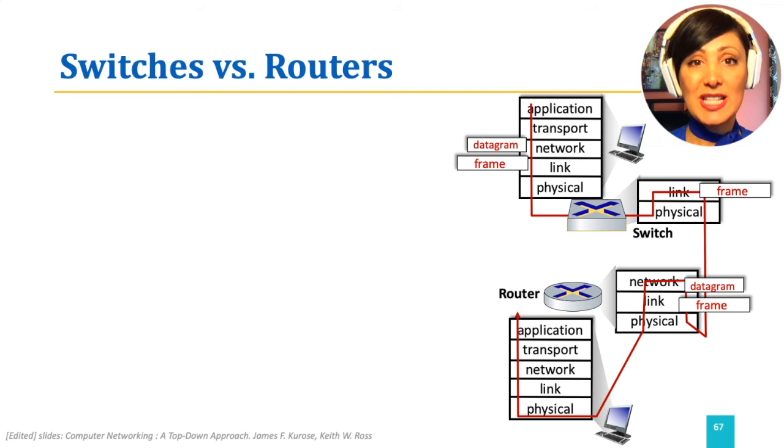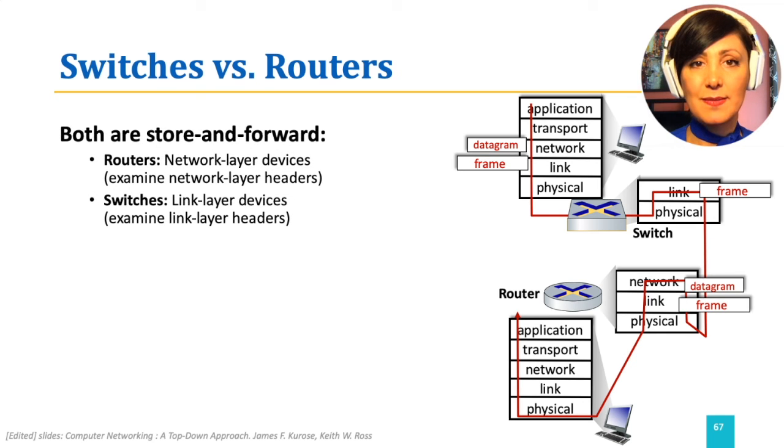Even though switches and routers are fundamentally different and operate at different layers of the Internet Protocol stack, they are often compared in their functionalities because administrators come across the decision to design based on one or another. Switches and routers are both store and forward devices. However, routers work on datagrams on network layer or layer 3. This involves examining network layer headers.